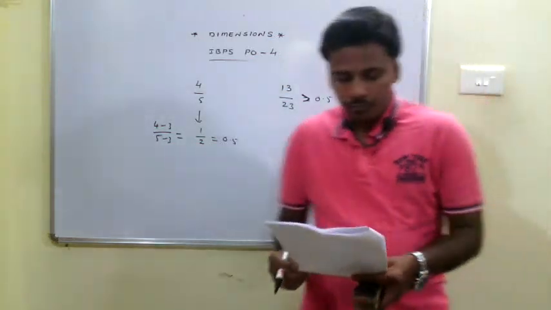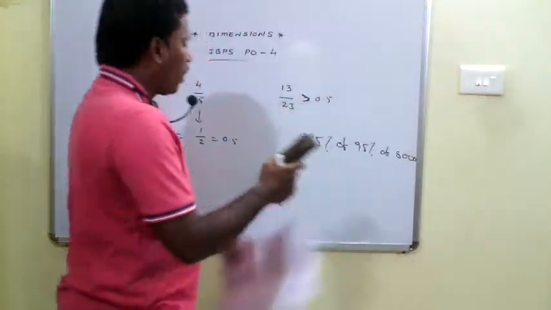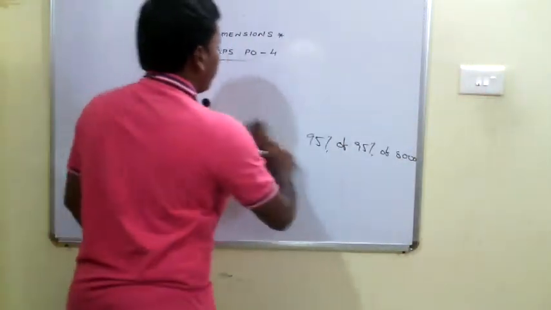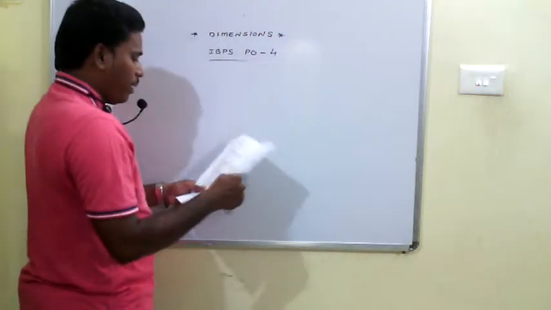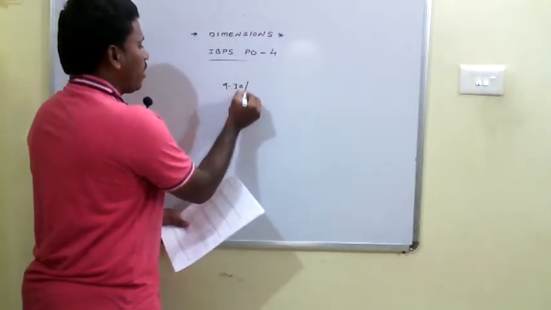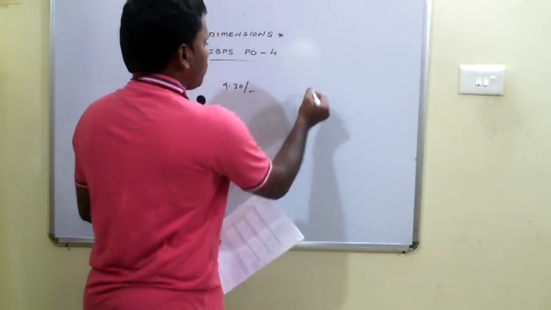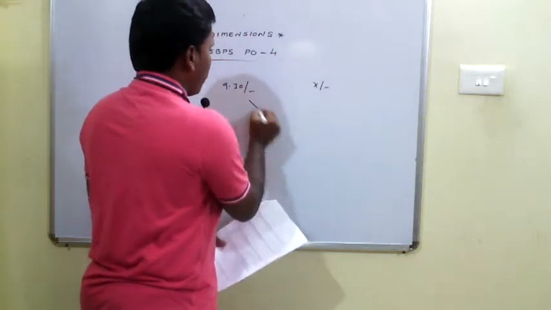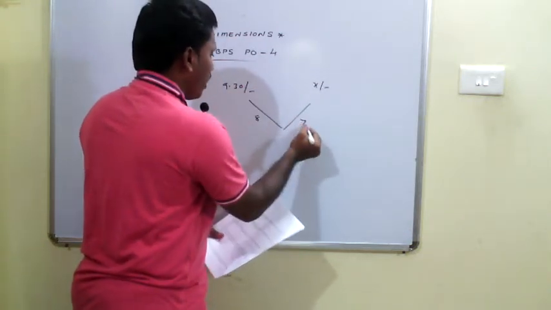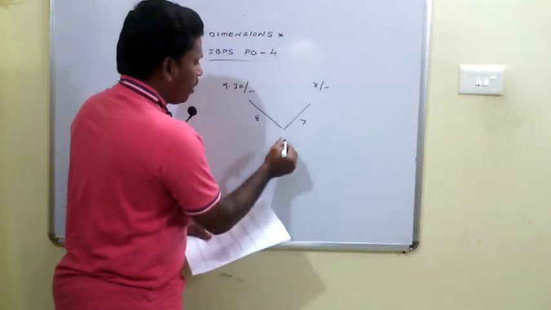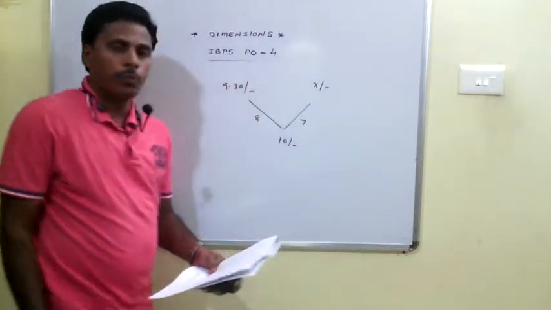Then coming to the 19th problem, one quantity of wheat at 9.30 rupees per case is mixed. One quantity is at 9.30 rupees per case and the other quantity at x rupees per case. These two are mixed in the ratio 8:7 to get a quantity whose cost is 10 rupees per case.